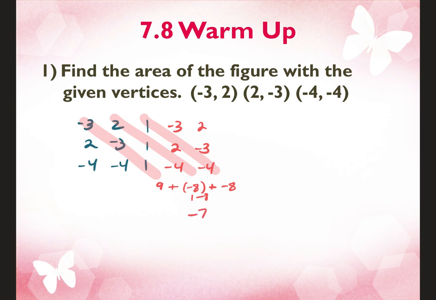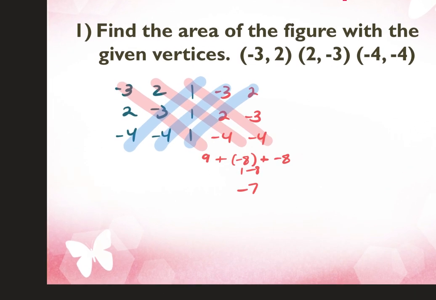Then I go back the other direction, top right, bottom left. And I get 1 times -3 times 4, which is 12. -3 times 1 times -4, which is also 12. 2 times 2 times 1, which is 4. And you get 24 plus 4, which is 28. And then I do the first one I got, -7, minus the second one I got. And that's super important because otherwise your sign's going to be wrong.